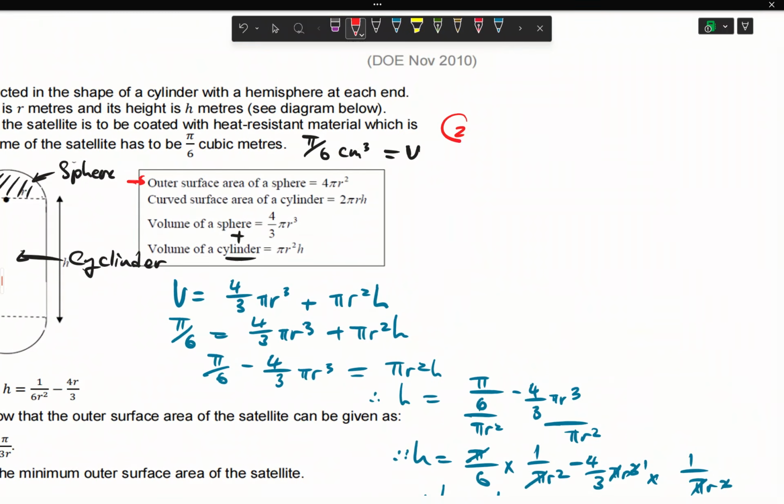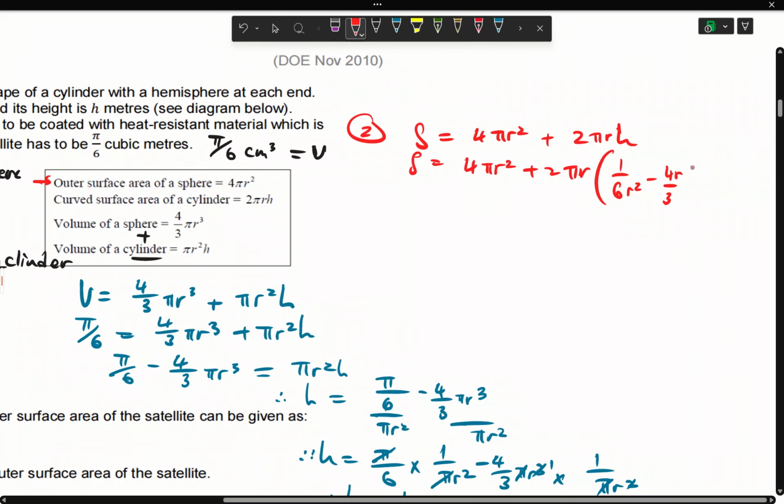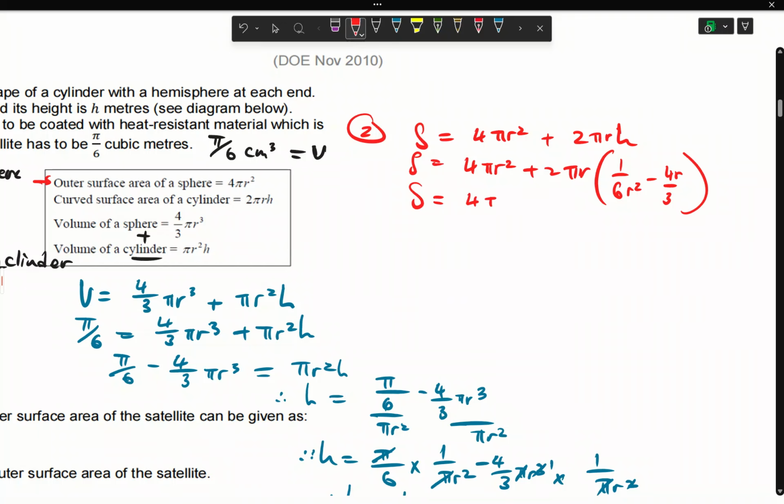So now this is number 2. We're just going to say the surface area is going to be 4 pi r squared plus 2 pi r h there. So now you have 4 pi r squared plus 2 pi r. Remember, h is 1 all over 6r squared minus 4r all over 3. I was out of space there.